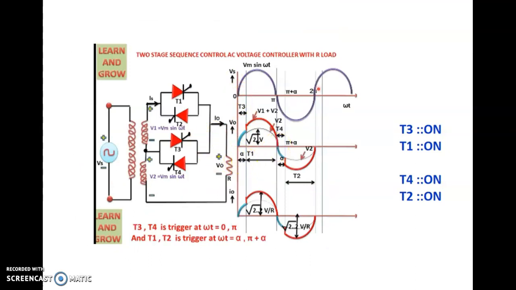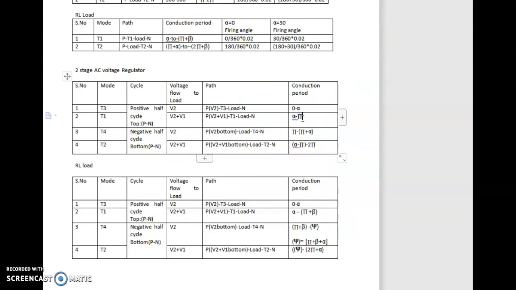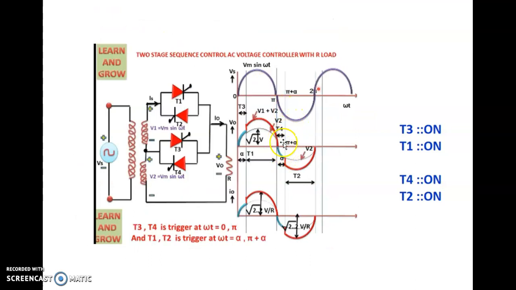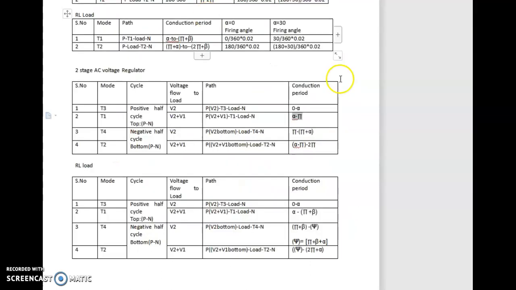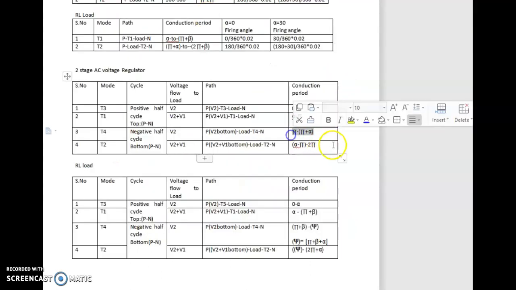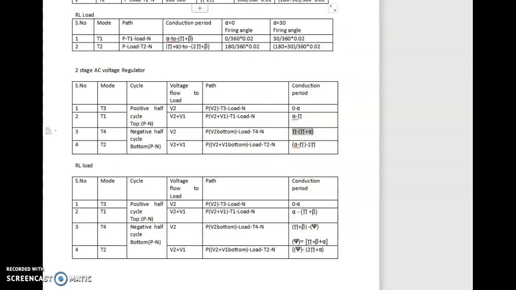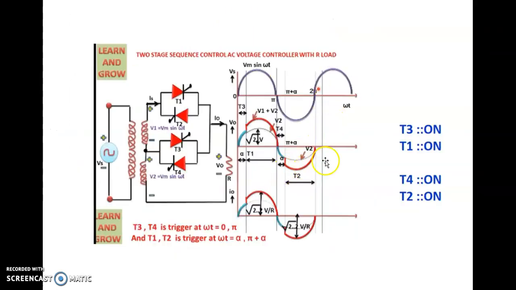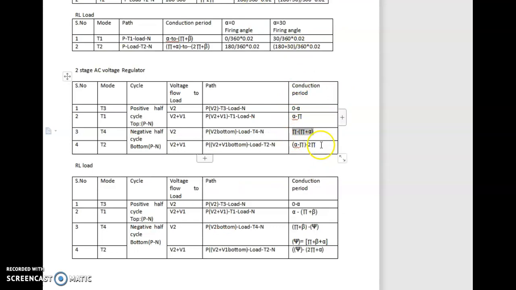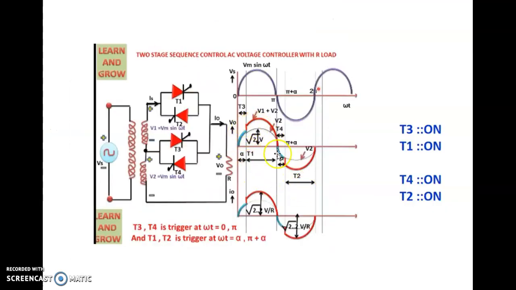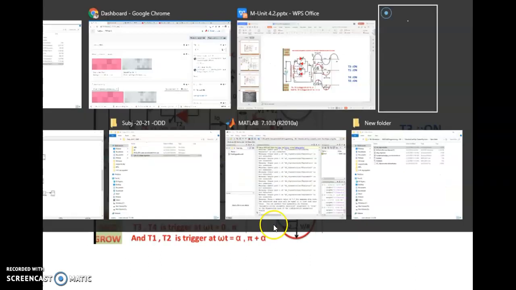Alpha to pi is conducted in this, mode 2. Then mode 3 is pi to pi plus alpha. Then the next one is mode 4, pi plus alpha to 2 pi. So your waveform should be like this, the output voltage and output current waveform.